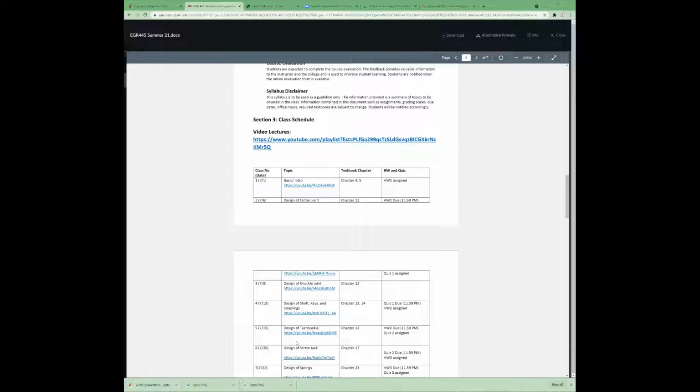So next we will talk about the turnbuckles. Then we will look at the design of turnbuckles. Quiz 2 will be assigned. Homework 2 will be due during that time.